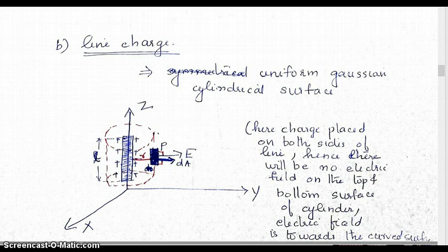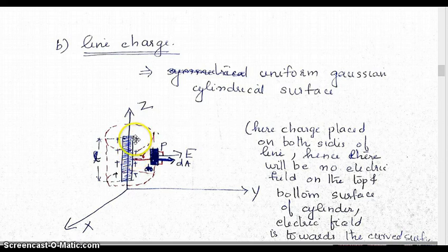Next, we will find the electric field for line charge. So this one is my line charge I've drawn here, and since it is a line charge, the charges will be distributed at both the ends of this line charge. Now in this case I am using a cylindrical Gaussian surface, which is uniform. So that is drawn in red dotted lines. Now it is a closed surface.